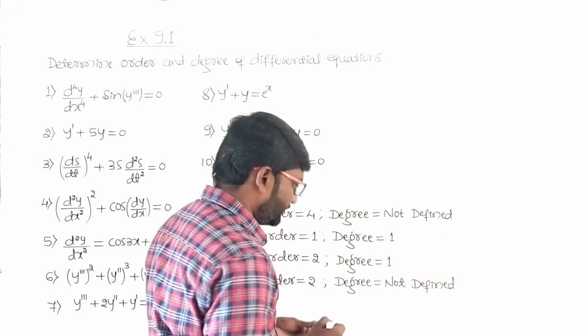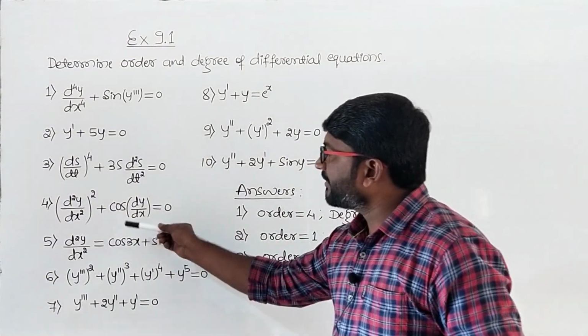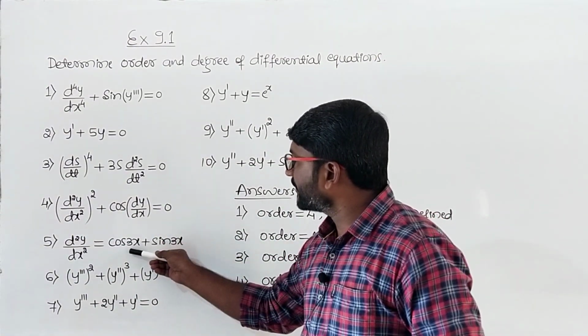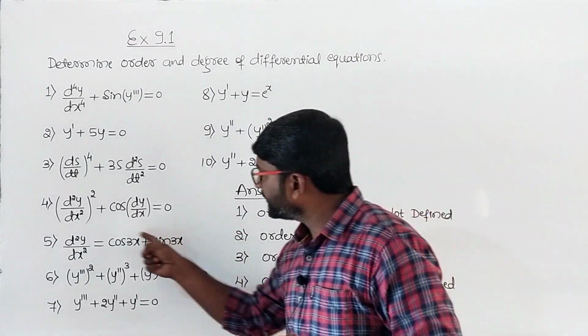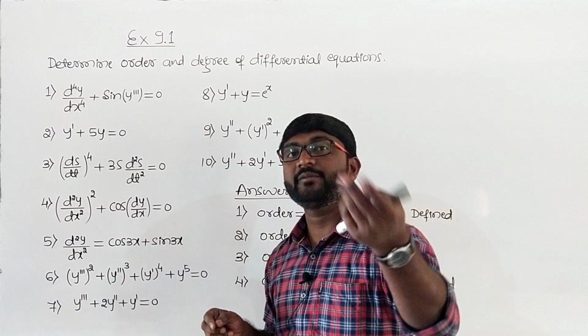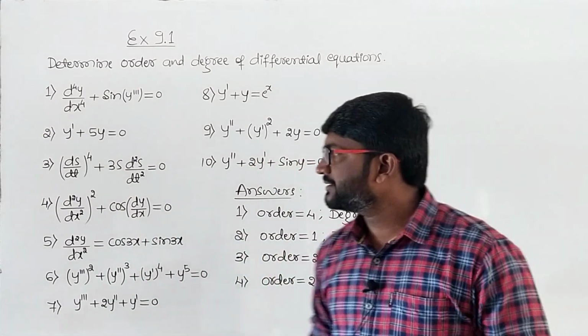Degree not defined. So now let us move on to the next one. d square y by dx square equals cos 3x plus sin 3x. Yes, it is a differential equation. So in this entire equation, the highest order derivative is 2, whose power is 1. So order 2, degree is 1.